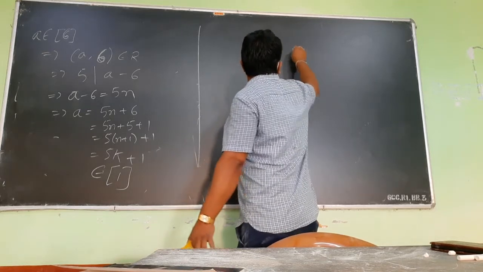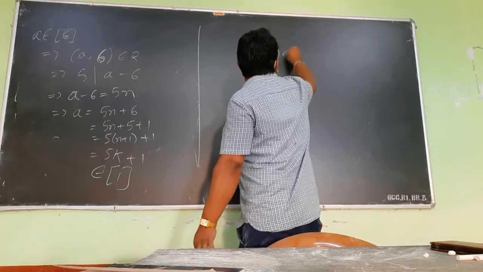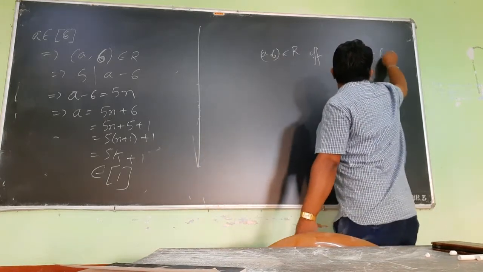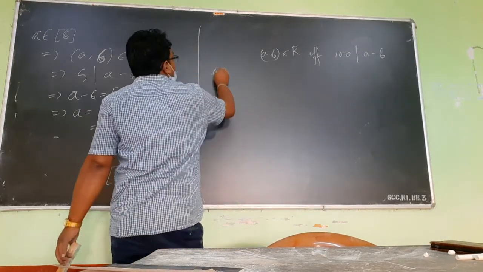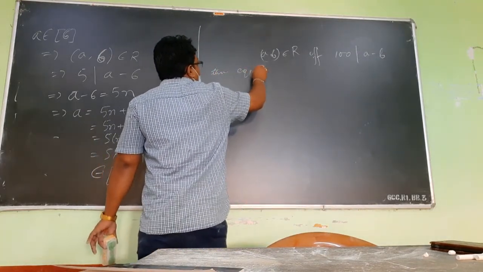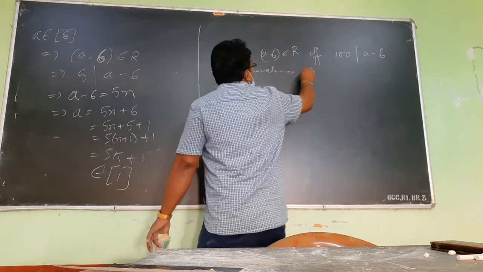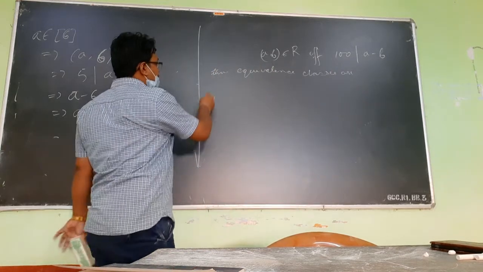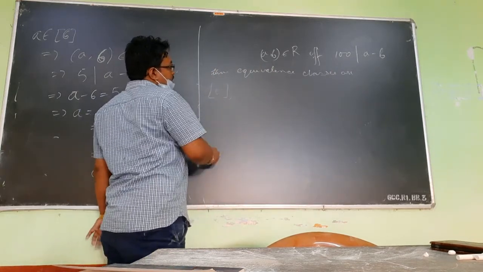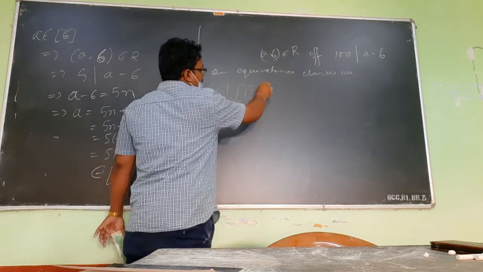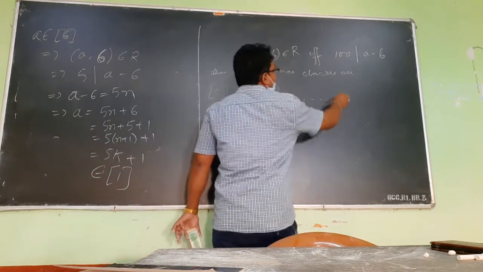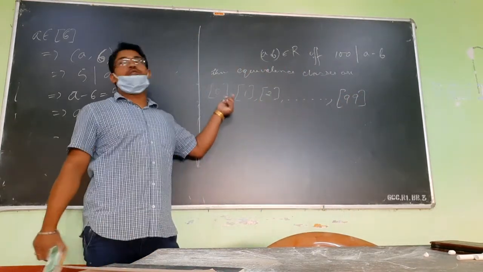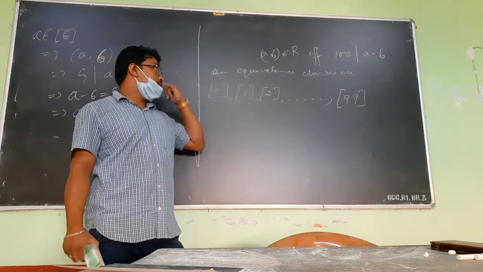So if I have this relation, (a, b) belongs to R if and only if, say, 100 divides a minus b, then what are the equivalence classes? 100 divides a minus b. What are the equivalence classes? Equivalence class of 0, equivalence class of 1, 2, up to what? 99. You go up to 99. When you go to the equivalence class of 100, there will be a repetition. It will be the same as the equivalence class of 0.